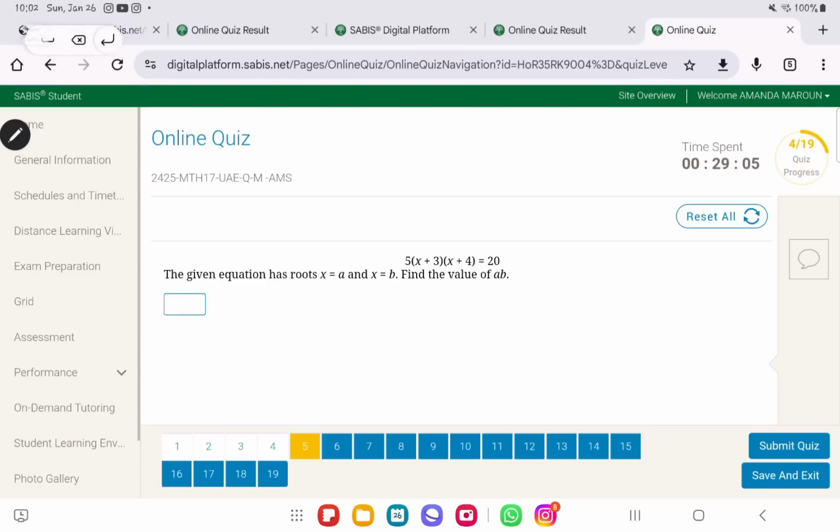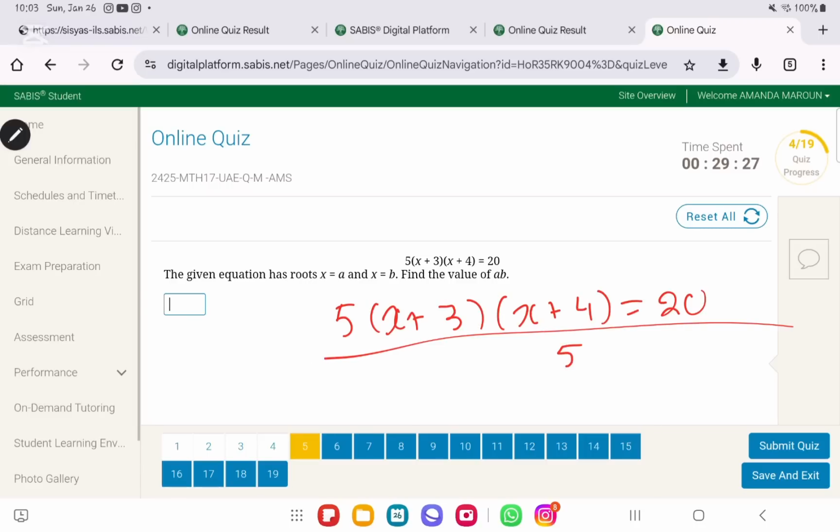Moving on to question number 5, they said the given equation has roots x equals a and x equals b. They need us to find the value of ab. Very simply, what we are going to do is divide both sides by 5 first of all. So let me just write it. 5(x plus 3)(x plus 4) is equal to 20. We're going to divide both sides by 5. So we are then going to get (x plus 3)(x plus 4) is equal to 4.